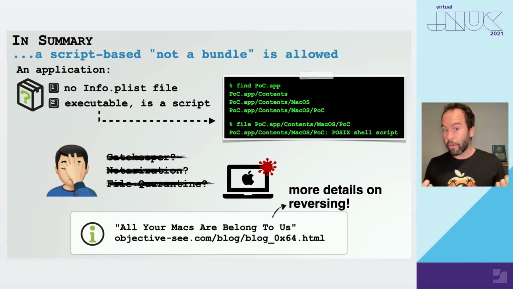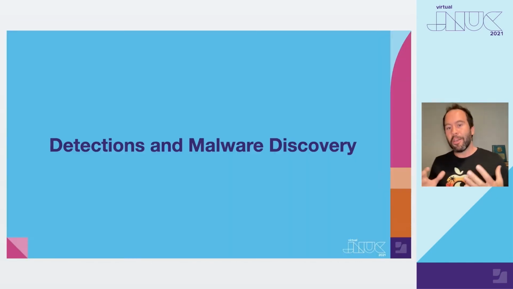So again, just to wrap up the core flaw, the bug: if an application did not have an info.plist file, which is not required, and its executable is a script, you are able to, on a fully patched macOS system, bypass Gatekeeper, file quarantine, and notarization. This is obviously very problematic because it allows attackers to go back to their tried and true techniques of infecting users. So we were worried about this, but as it turns out, it was even worse.